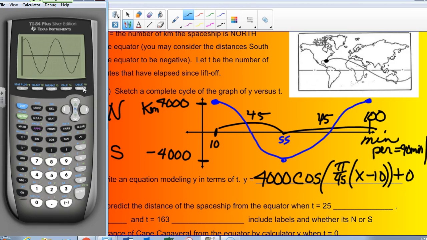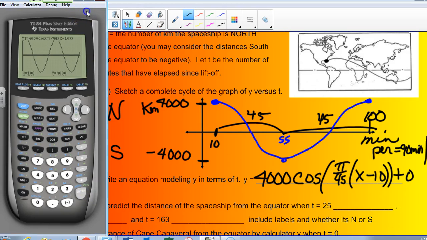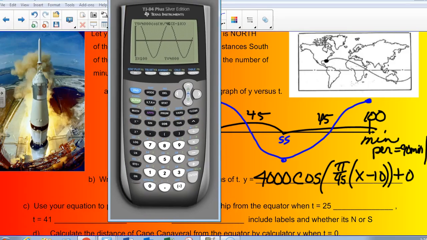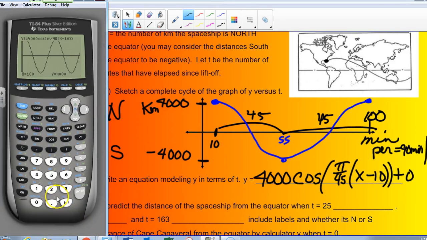All right, what's an ordered pair I could trace and find? Should be at 10, 4,000. At 55, it should be at negative 4,000. And at 100, it should be back up at 4,000. All right, find those three values that they wanted for estimating time here.